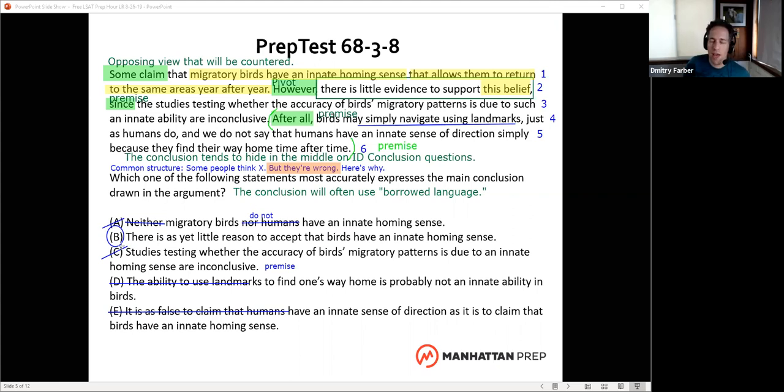But I think another reason to get rid of A, even if you didn't catch that difference between my brute force, but they're wrong summary and the real thing that said there's little evidence, is that the conclusion isn't about humans at all. So generally speaking, the answer in an ID, the conclusion needs to be either exact text that they said or a fair summary of the exact text that they said, right? So in this case, we have to fill in pieces. There's little evidence to support what belief? Oh, the belief that this. So that's B, a fair rephrase of that, right? There is not currently evidence or reason to accept the premise or the counterpoint that we saw in the first sentence.